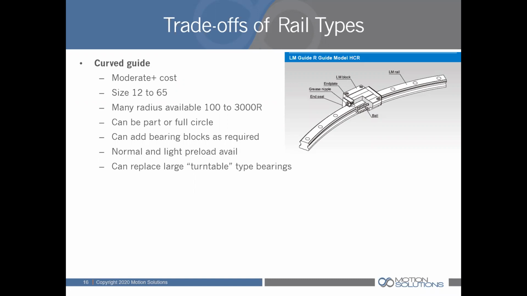But when those thin section bearings get up to be pretty large size, they can be difficult and costly to apply because you generally have to have locking rings on the inner and outer and tight mounting tolerances, and they're very expensive. And so this type of circular guide can be very nice to use. They're available in size 12 to size 65. And again, that's referring to the width of the rail, size 12 millimeters. And many radiuses are available, anywhere from 100 to 3 meter radius.